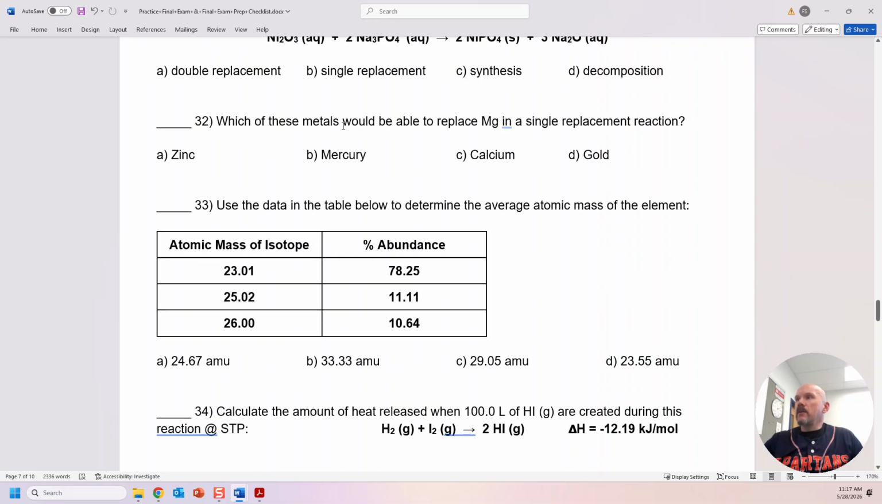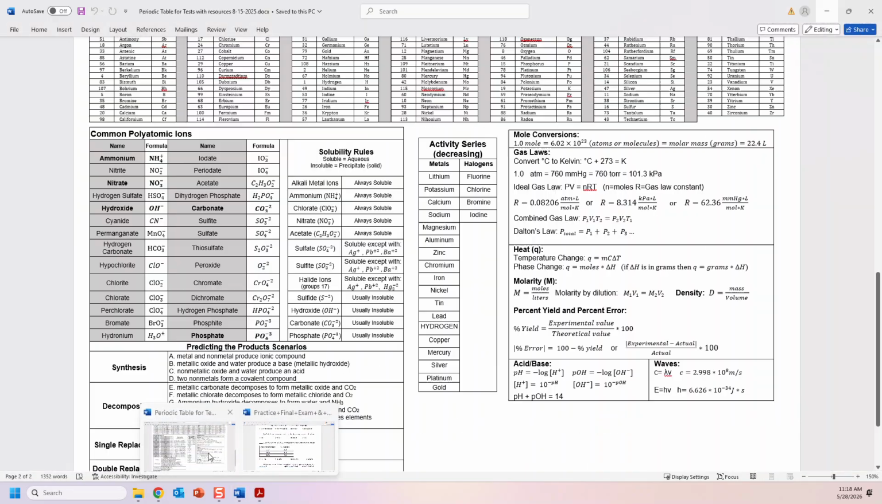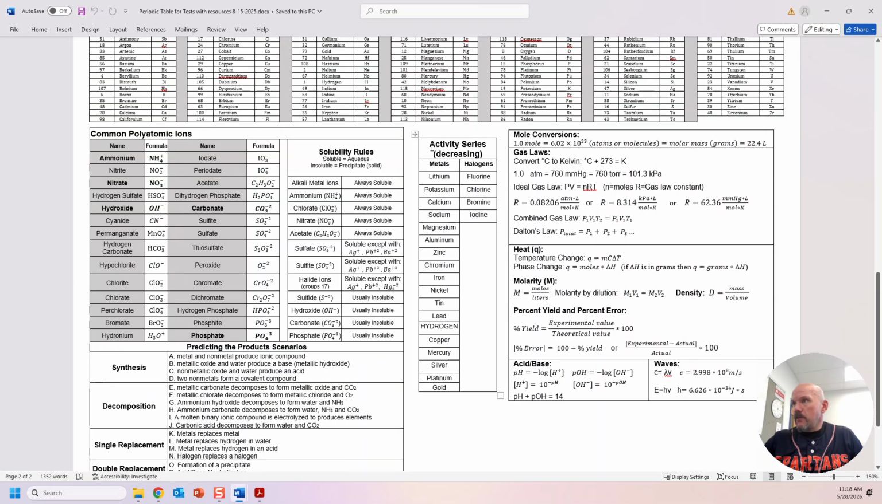Okay, which of these metals would be able to replace magnesium in a single replacement? Remember, that's an activity series question. So basically, it's which of these metals are above magnesium on the activity series, and you don't have to have that memorized. We want to go to the periodic table in our formula sheet, right? So we have our activity series, but we don't want to look over here. We want to look at the metals, sorry. So we want to look here, and it was what can replace magnesium. So here's where magnesium is. Anything below it won't be able to replace it. Anything above it will. So the ones that can replace it are sodium, calcium, potassium, lithium.